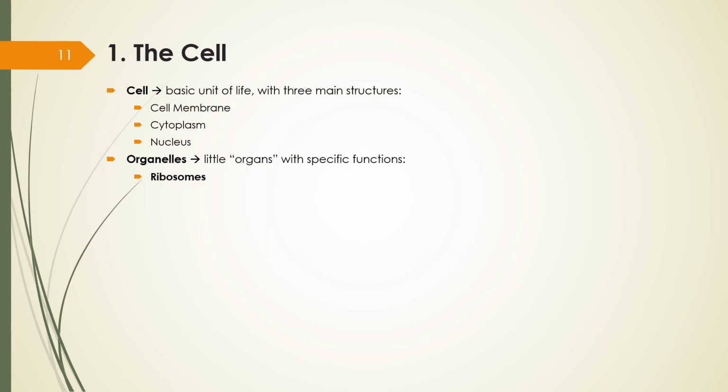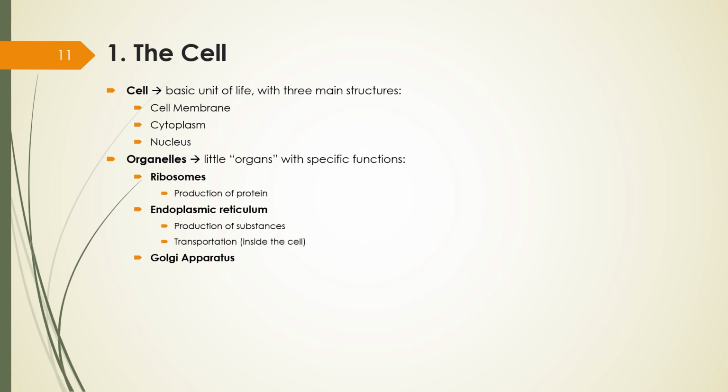What are the functions of the ribosomes? Production of protein. What's the function of the endoplasmic reticulum? Yes, production of substances and transportation inside the cell. And what's the difference between the endoplasmic reticulum rough and smooth? Yes, the rough has the ribosomes attached, so it also produces protein. The smooth doesn't have the ribosomes attached, so it doesn't produce protein, but produces other substances. Golgi apparatus, what's the function? Yes, packing, storage, and transportation, but now from inside to outside the cell.